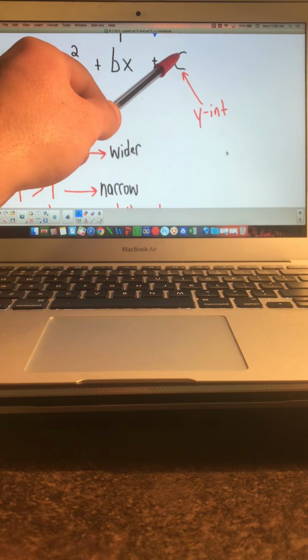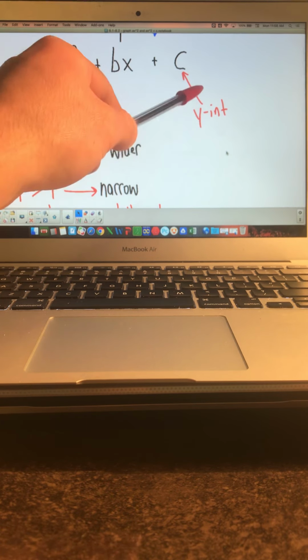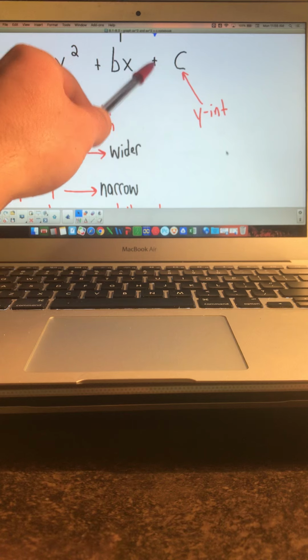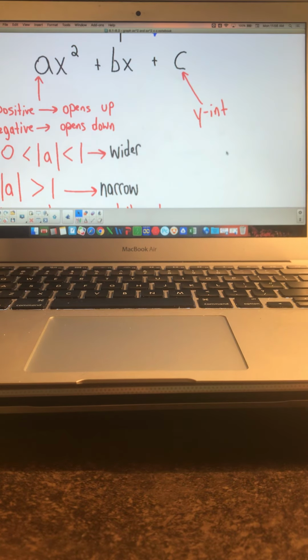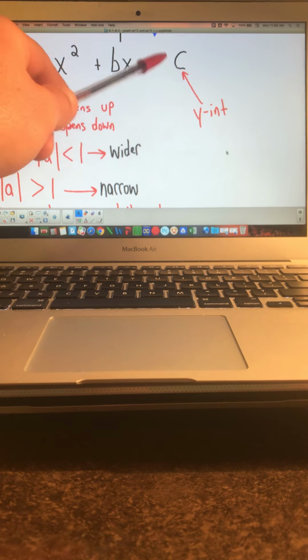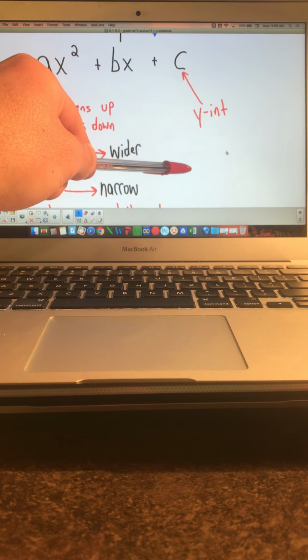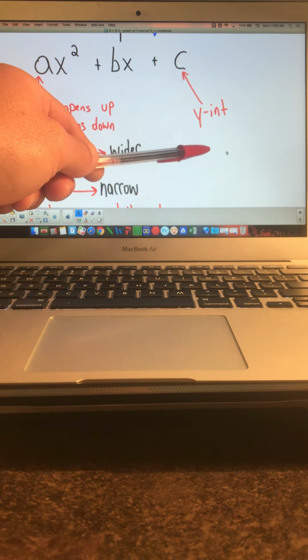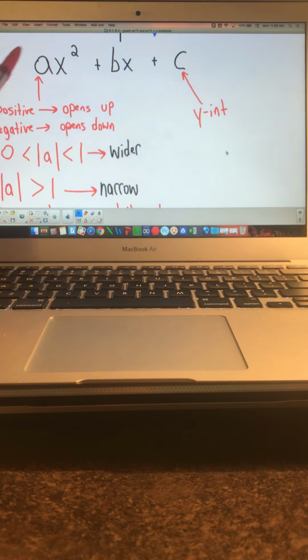That number in place of c is always going to be our y-intercept. So when we started adding 2 and it shifted up 2, lo and behold, that's where it crossed the y-axis. All right, if it was down 3, that's where it crossed the y-axis again at -3. So the number in place of a, if it's a positive number, we know it's opening up. If it's a negative number, we know it's opening down.